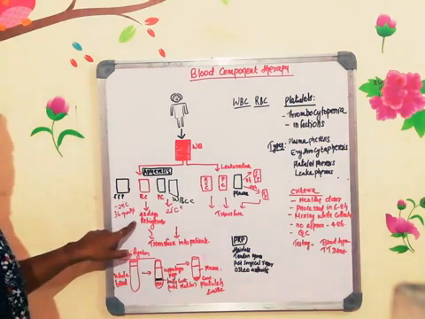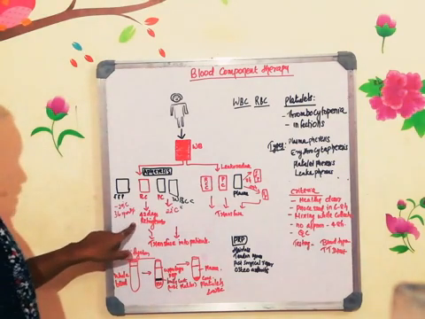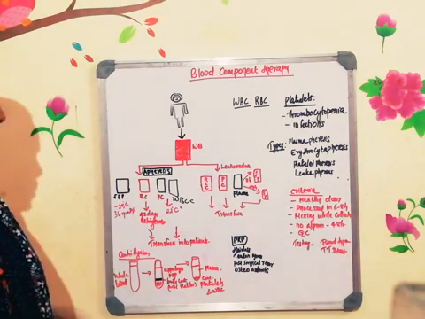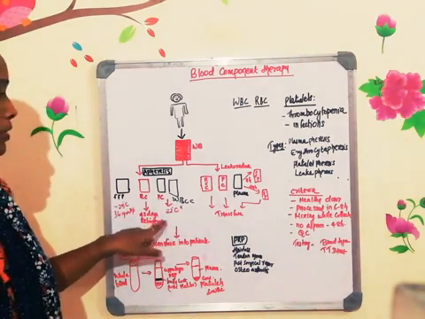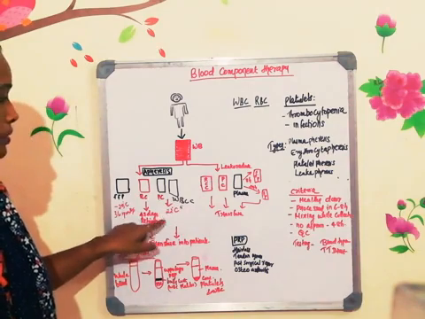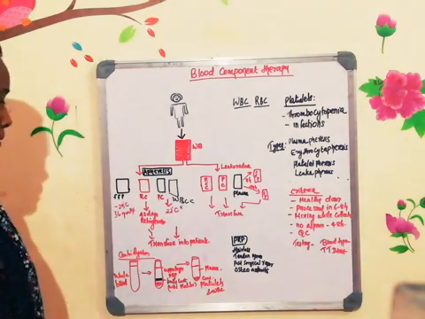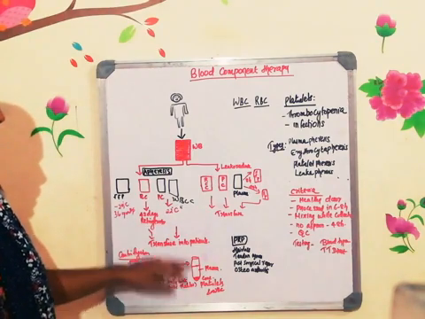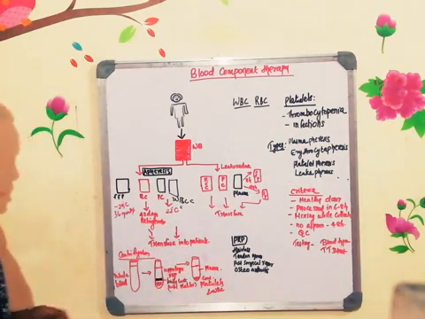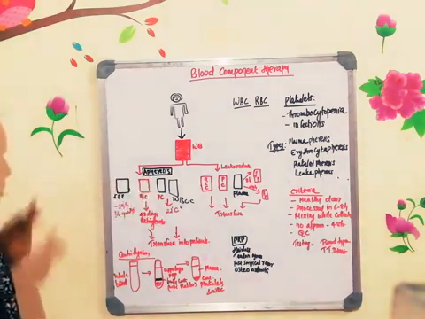Red cell concentrate can be kept in the refrigerator, at 4 degrees centigrade, for 42 days. Platelet concentrate and WC, that is WBC concentrate, you can store at 22 degrees centigrade for 2 weeks. So whenever patients come to the hospital, you can transfuse the blood component into the patient. This is the case of apheresis.